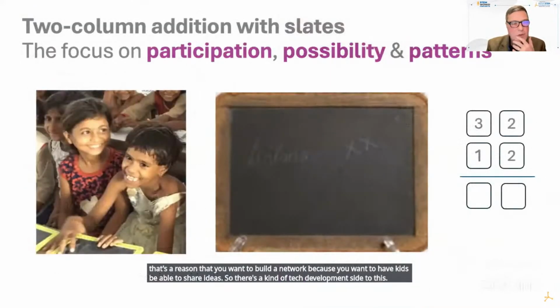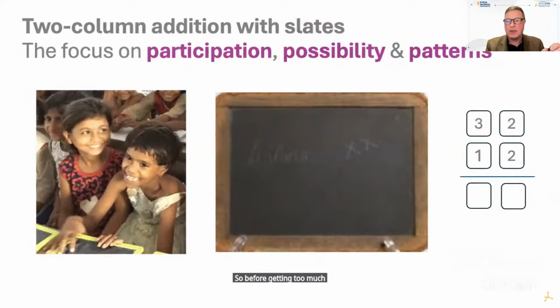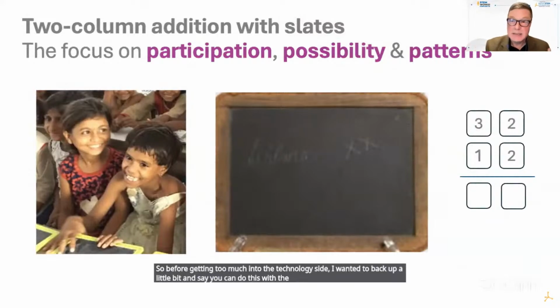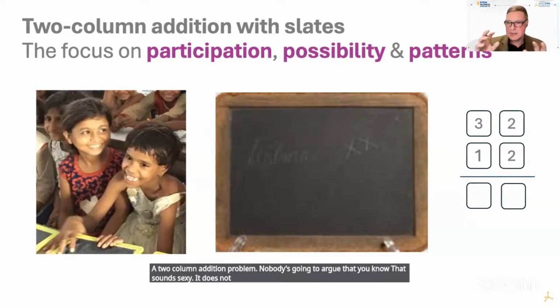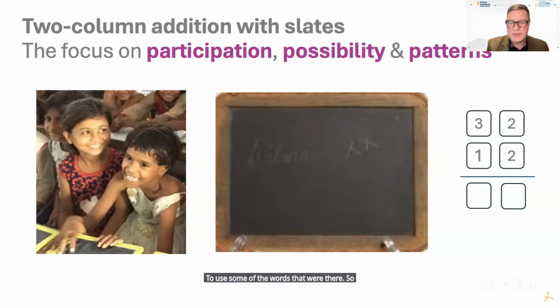Before getting too much into the technology side, I wanted to back up a little and say you can do this with the technology we can find in schools. In fact, slates, if they're there, you can use them. So for example, a 2-column addition problem. Nobody's going to argue that that sounds sexy. It does not sound sexy. It sounds like the kind of low-level stuff that everybody hates. But you can make it into something playful, to use some of the words that were used earlier. So 32 plus 12 is a canonical example of a 2-column addition.